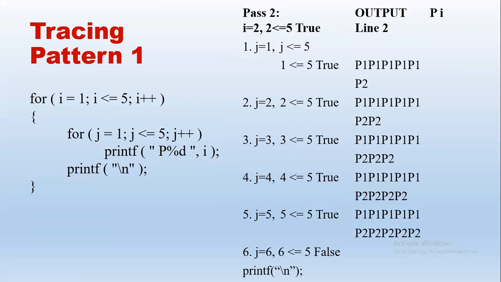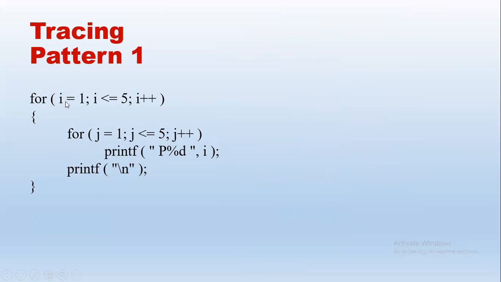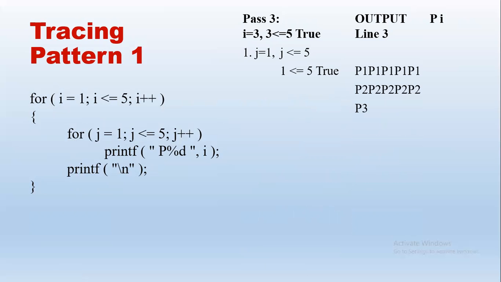At the end of pass 2, we have got line 2 completed. Then we have a printf \n. So that means a new line has to be taken for the next row, the next implementation of I. That is pass 3. In pass 3, I becomes 3 and 3 is less than or equal to 5. We need to print line 3. So here J again starts from 1. The new loop starts from 1.